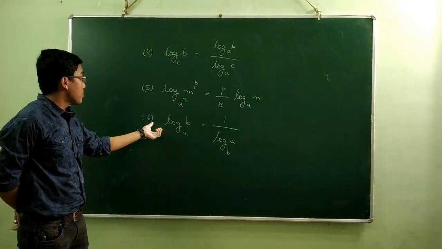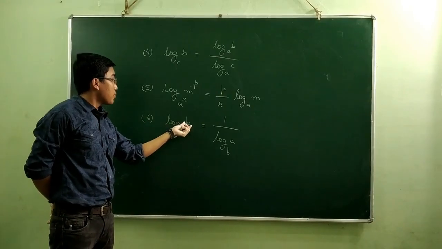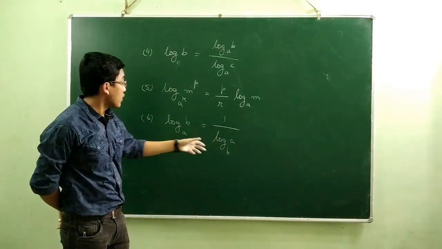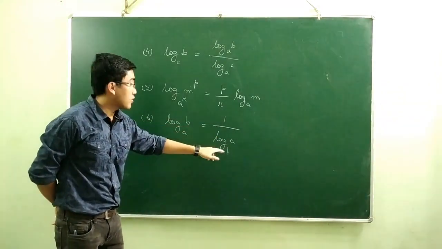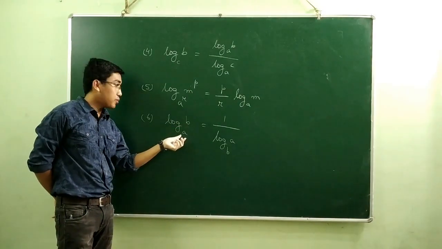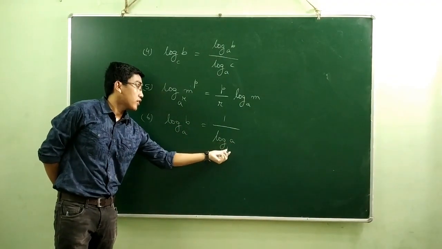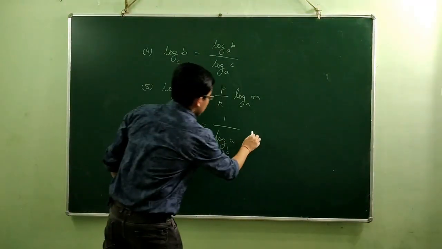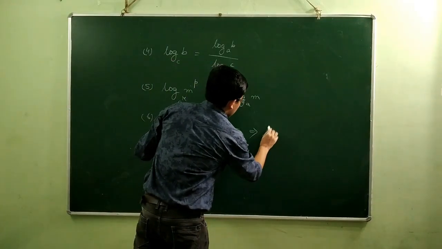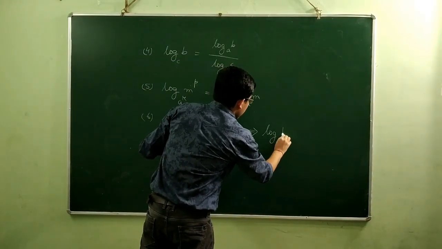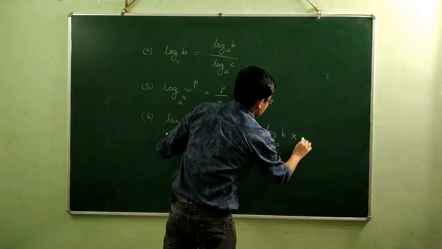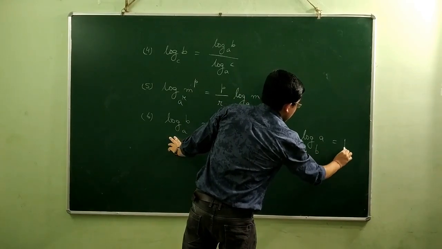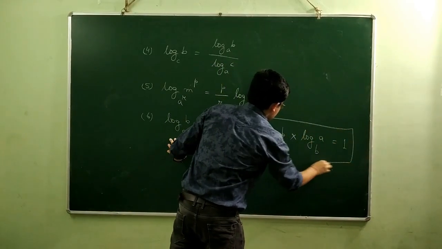The last law, this is a very important law, says that log of some number b with base a is equal to, if I take the reciprocal, the base and the number change. That means here it was log of b with base a, and here it is log of a with base b, the base comes up and the number goes as a base. So from here we can say that log of b with base a, product log of a with base b is equal to 1. This is a very important law.